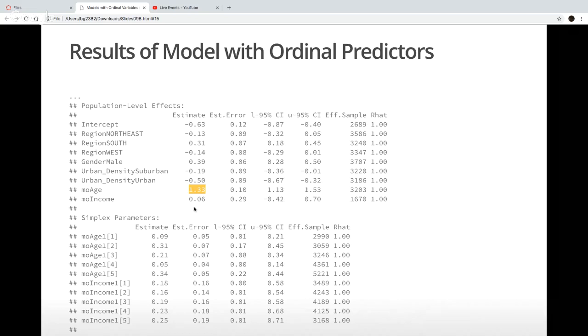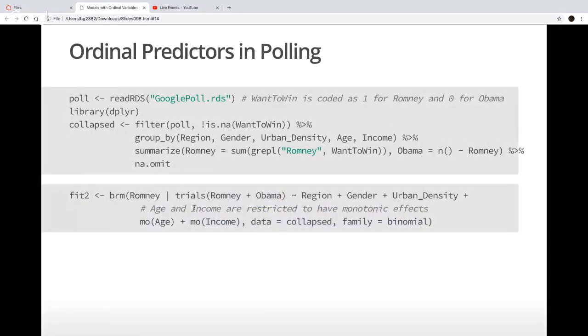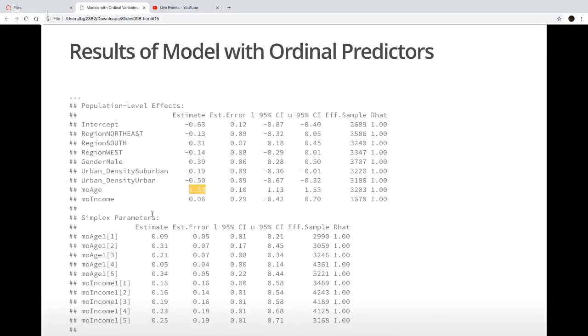Questions about what this output is telling us, or the idea of having ordered monotonic effects of coefficients that are all on the dummy variables that are derived from the same ordered factor? There was nothing in this, and indeed there probably shouldn't be, saying the order of the income coefficients is bigger than the age coefficient. This monotonic effects thing is just for that particular factor rather than combined. But questions?